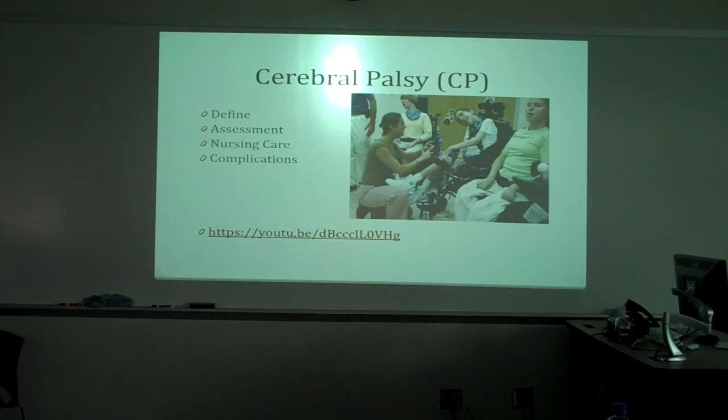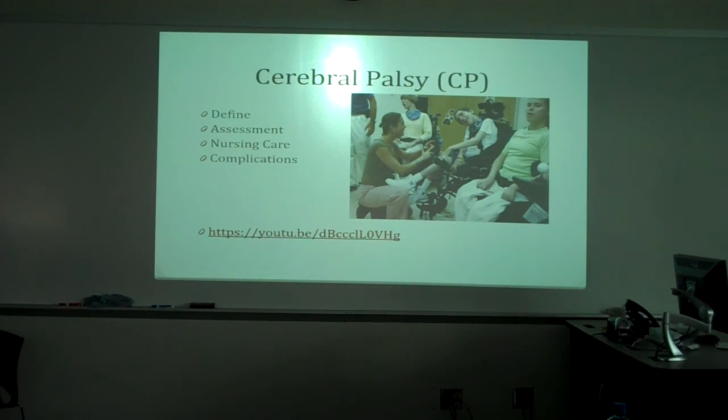So, CP. It is a non-progressive impairment of motor function, muscle control, coordination, and posture, with an abnormal perception of sensation, and it is different for each child.